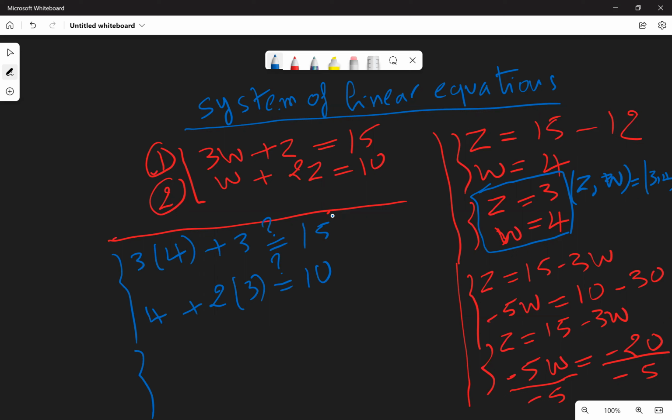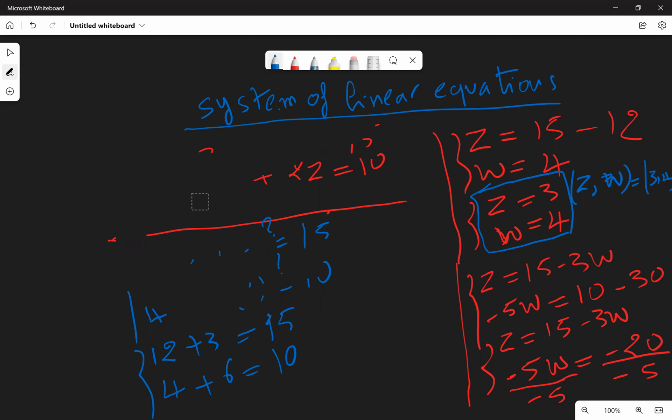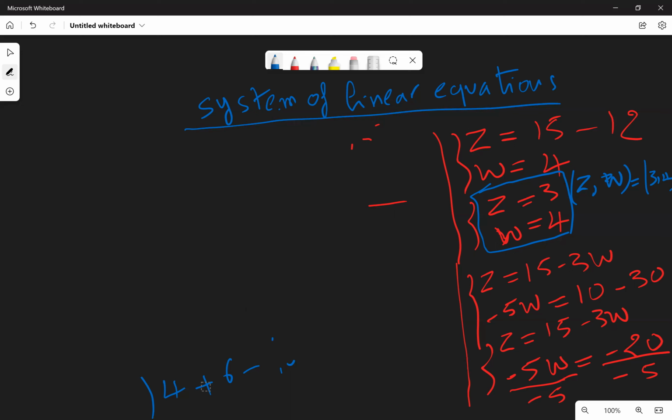So we get 3 times 4 is 12, plus 3, and yes, that equals 15. And we have 4 plus 2 times 3, which is 6, and yes, that equals 10. And that's how you make sure that your answer is correct. Just go back and substitute the values for both variables and see if that satisfies both equations.